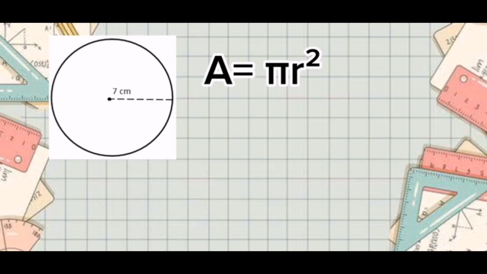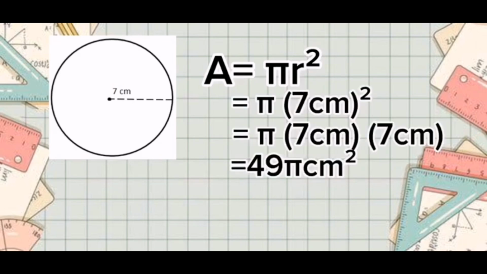After that, let's do the 7 squared, which means 7 times 7, not 7 times 2. That's the common mistake. So remember, when you square a number, that means multiply the number by itself. So 7 squared means 7 times 7, which is 49. So we end up with 49 pi centimeters squared.